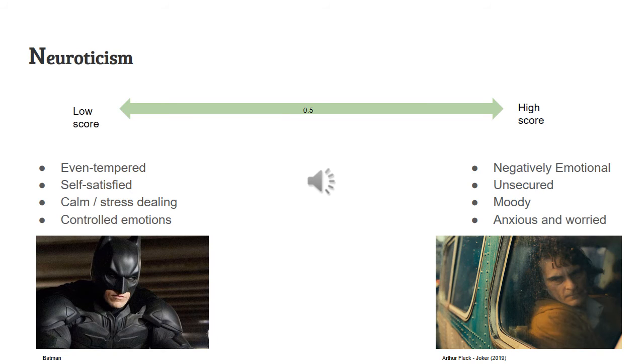The last of the five factors is neuroticism. For this factor, the scale is kind of inverted, which means that if you got a low score, it means that you are not that neurotic, with a better even temper, self-satisfied about yourself, calm and good at dealing with stressful events, and also more into controlling your emotions. With a high score, you are considered negatively emotional, with a feeling of insecurity, kind of blue or moody, and also with a lot of worries and an anxious state.